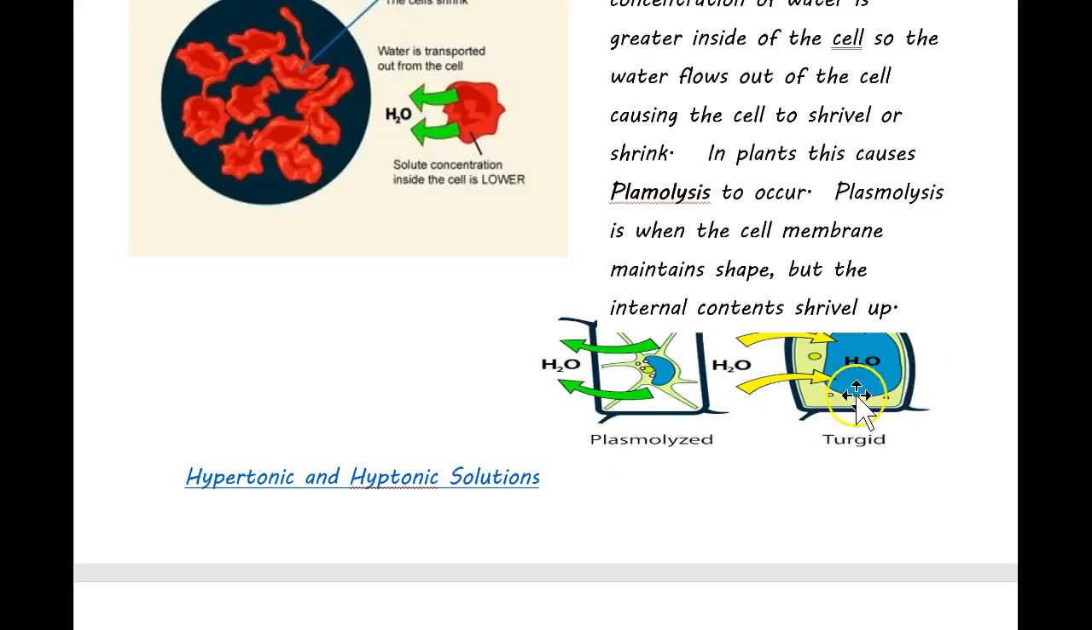In a hypotonic solution, it's going to cause something called turgid. This is where we get our turgor pressure from, and hopefully you saw that little connection there.